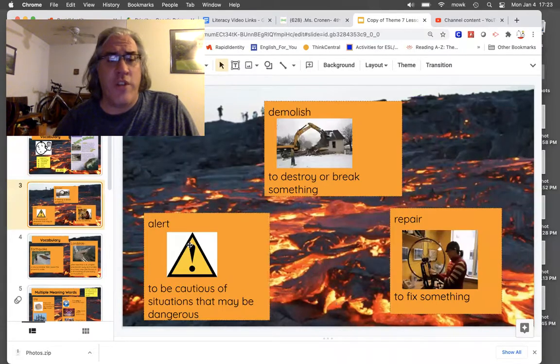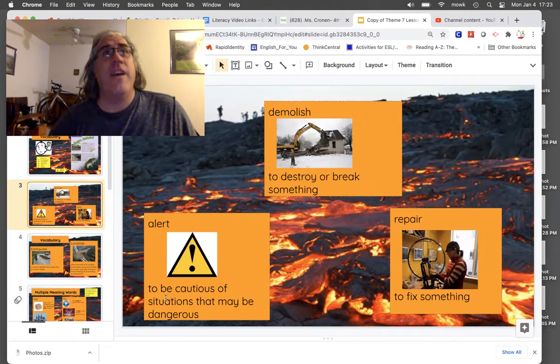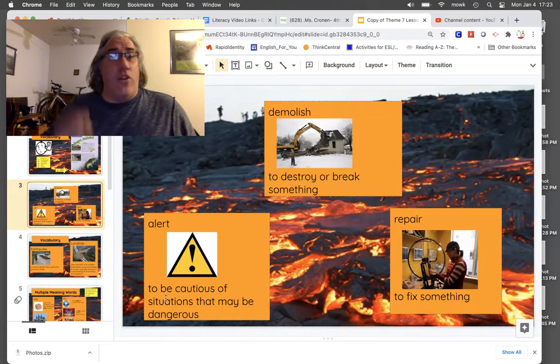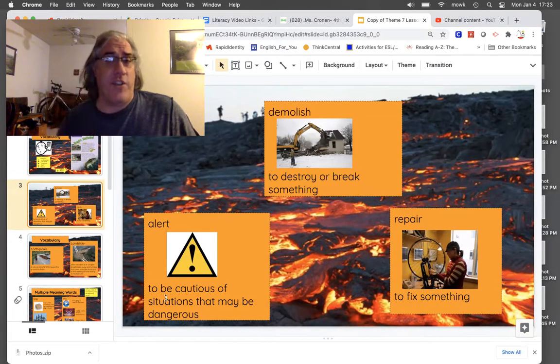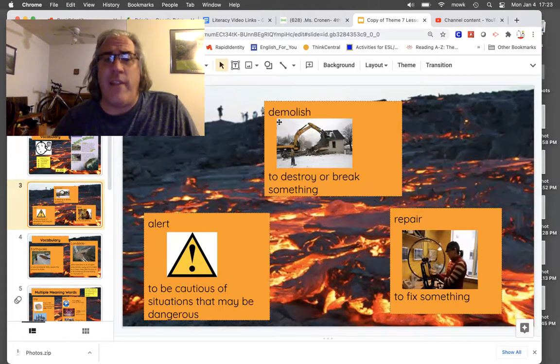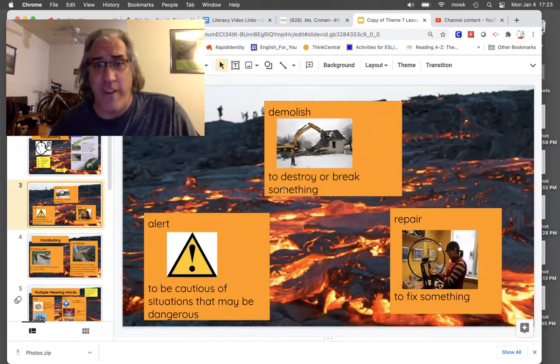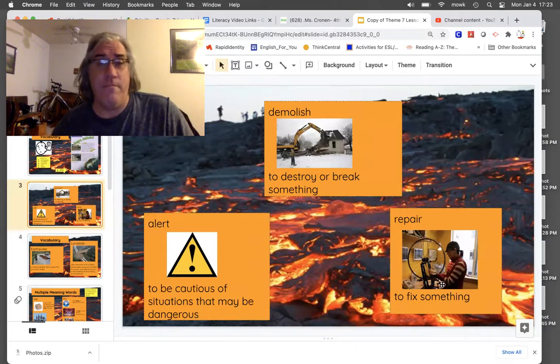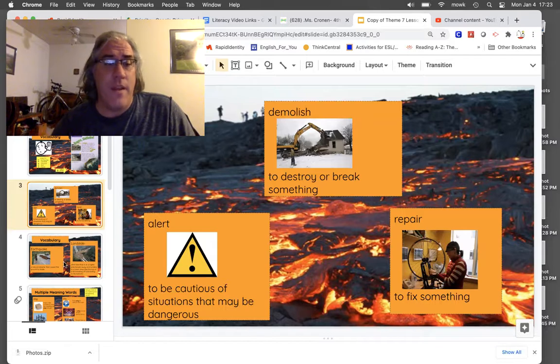All right, alert is just exactly what this picture here looks like. It's to be careful or cautious about something because it might be dangerous. That's called being on alert, or having an alert go out, telling people to be cautious also. Demolish is just to destroy or break something. You could see it's usually used in construction to bring down an old building. Demolish just destroys something. Repair is to fix it, to put it back together again.